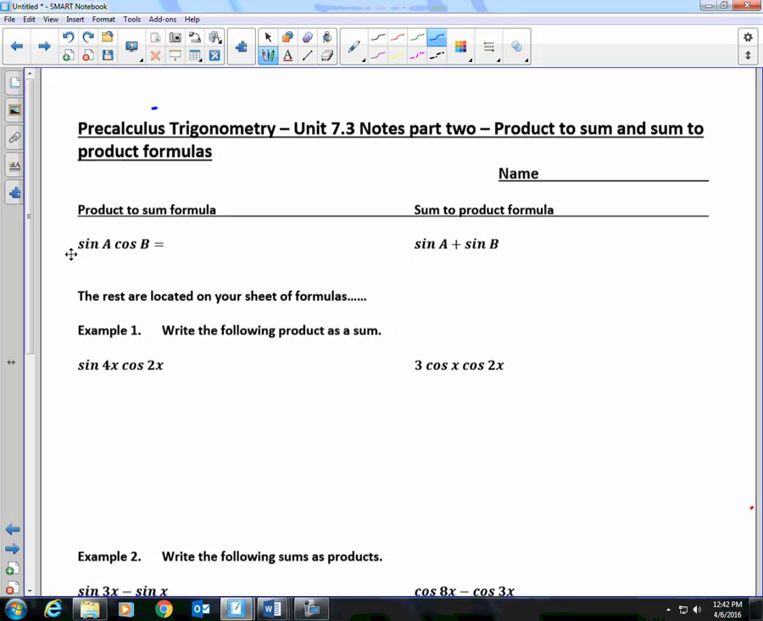Sum to product, product to sum formulas. There are 8 of them written on your notes. You do not have to memorize these, and in fact, you won't use these very often. They do come up every once in a while in calculus. The reason why I'm showing them to you is twofold. Number one, if you see them in calculus, at least you'll have a basis for seeing them before. And second of all, it creates some nice, easy points for you to get on the test.